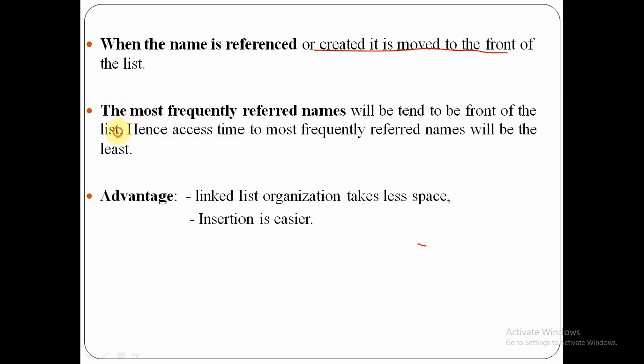The reason is that the most frequently referred names tend to be accessed more often and are kept at the front of the list. Hence, access time for the most frequently referred names will be the least. Advantage: linked list organization takes less space. Insertion is easier, but searching requires traversing all the nodes from the start to the particular node that we are searching for.